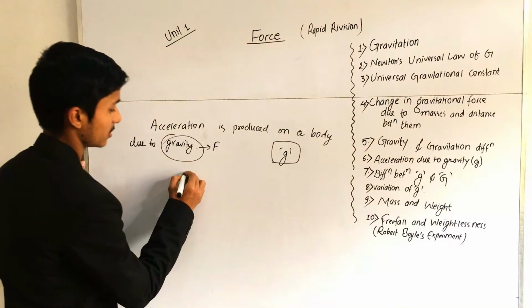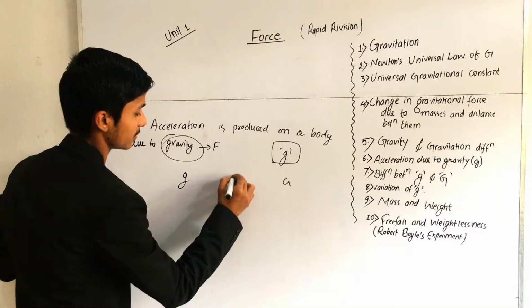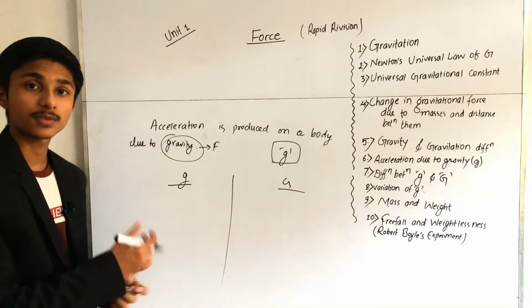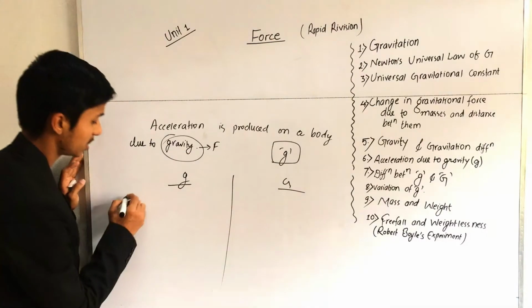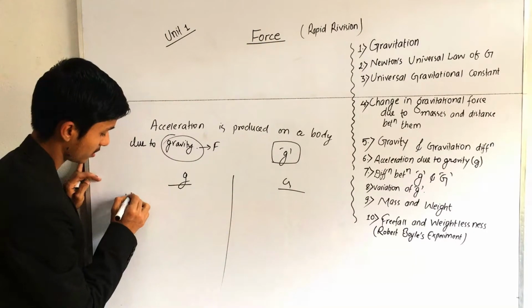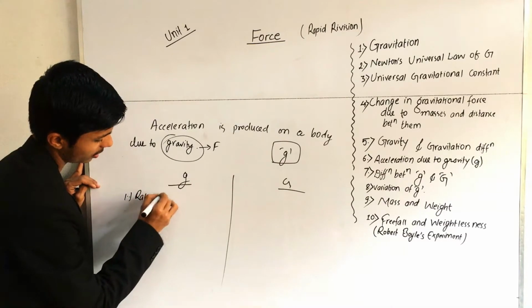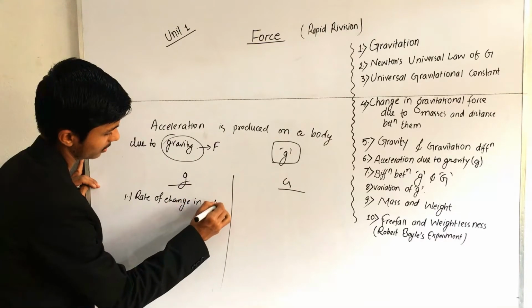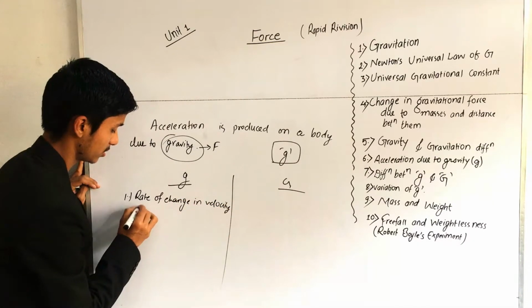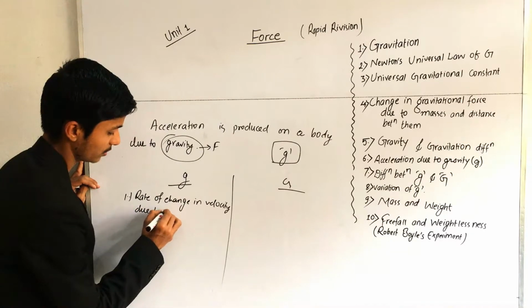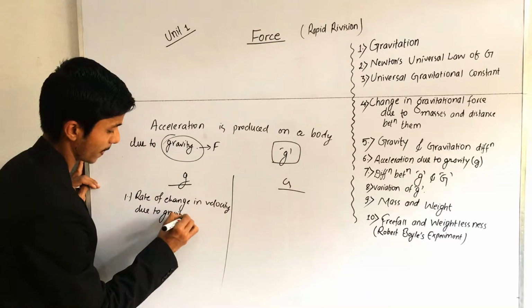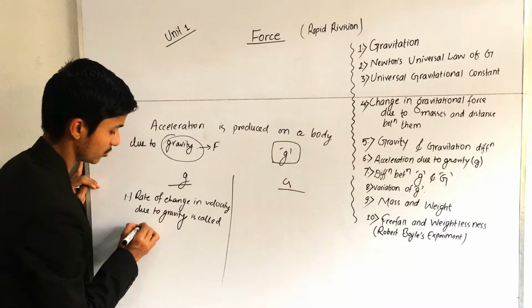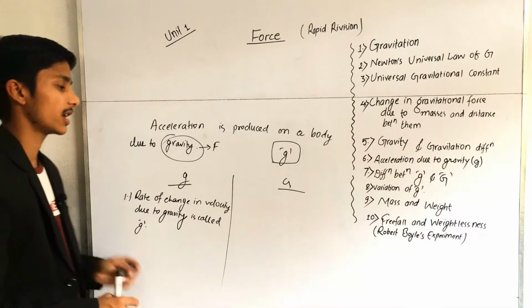We discuss here small g and capital G. This is the rate of change in velocity. Rate of change in velocity means acceleration. Rate of change in velocity due to gravity is called acceleration due to gravity.